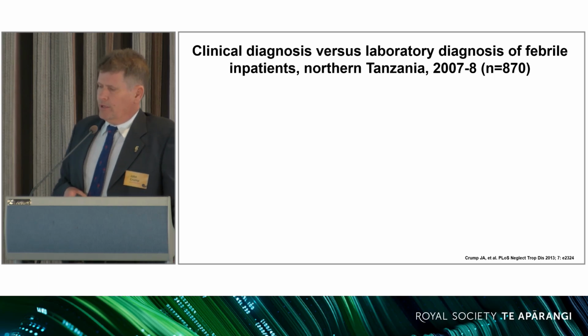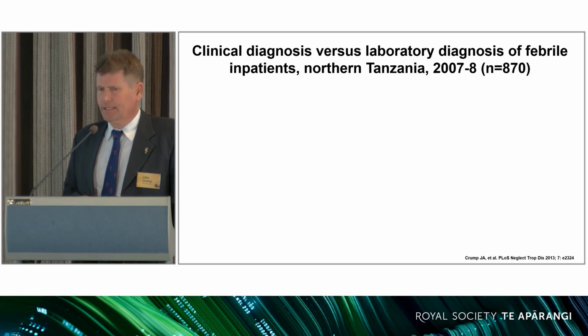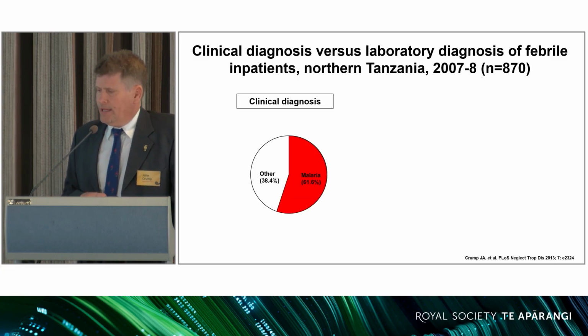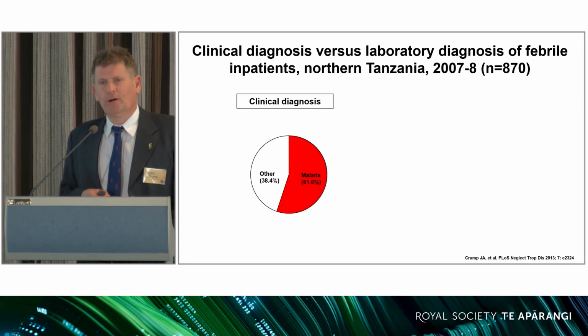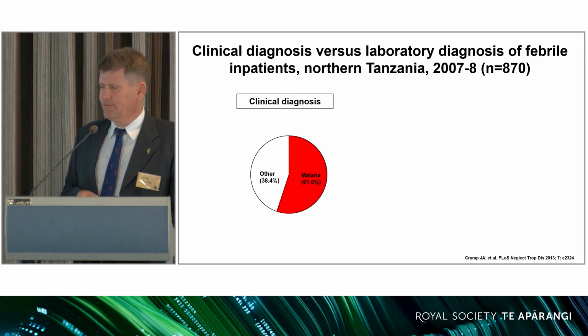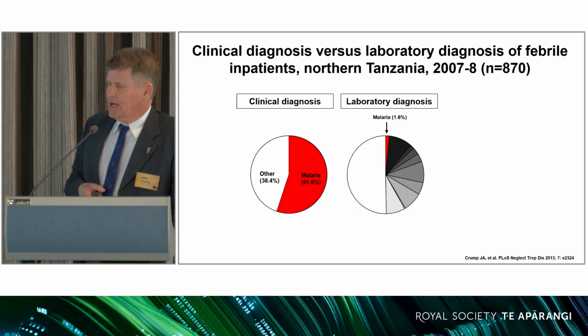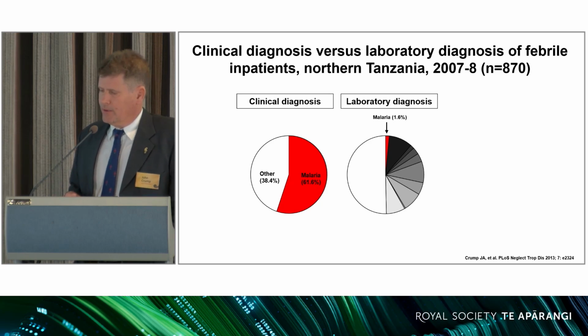We looked at healthcare worker admission clinical diagnosis versus high-quality laboratory diagnosis at national and international reference labs, carefully studying 870 hospital admissions using high-standard diagnostics. We found that healthcare workers clinically diagnosed and treated almost 2/3 of patients admitted with fever as malaria, shown in red in this slide. But using blood smear and malaria rapid diagnostic tests, the standard test for malaria, only 1.6% of patients actually had malaria, also shown in red here.